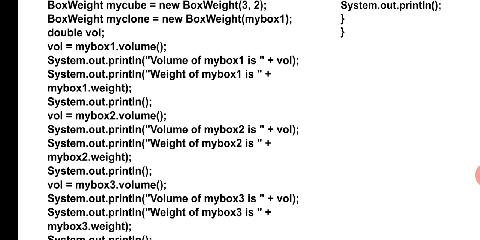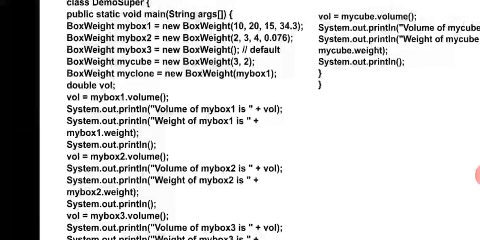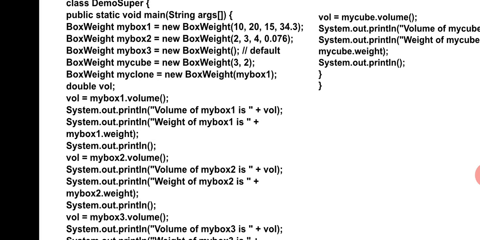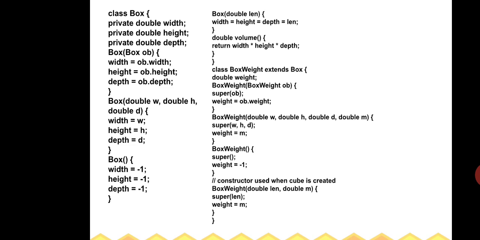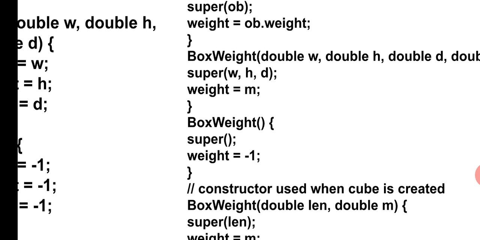And what will be the value of my box 2 dot weight? That is nothing but 0.076. After that, again you are going for a new line. Next, again VOL equal to my box 3 dot volume. Now what will my box 3 dot volume do? It will call the default constructor of box weight. Okay, now what will the default constructor of box weight do? The default constructor of box weight will call the super method.